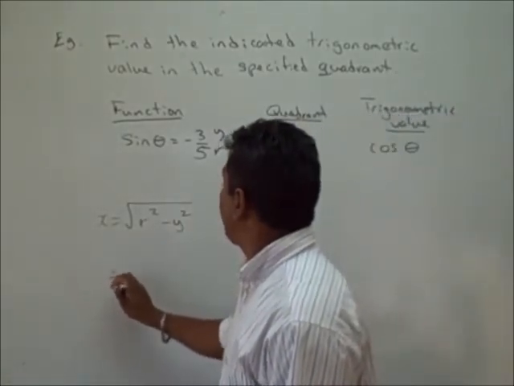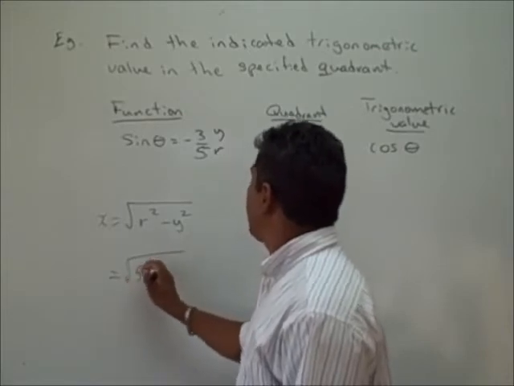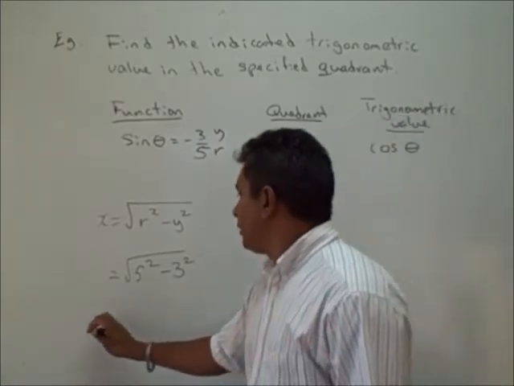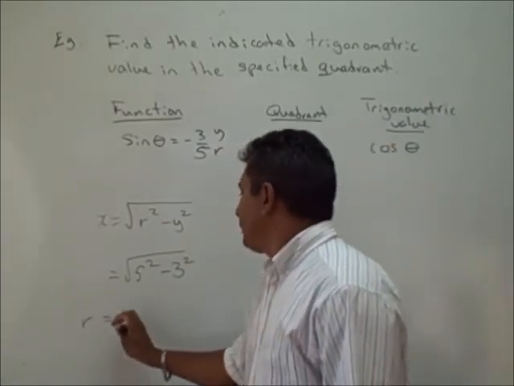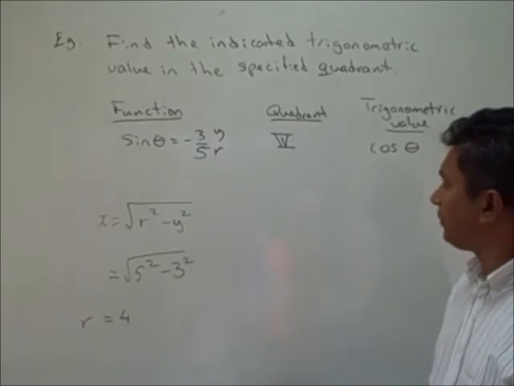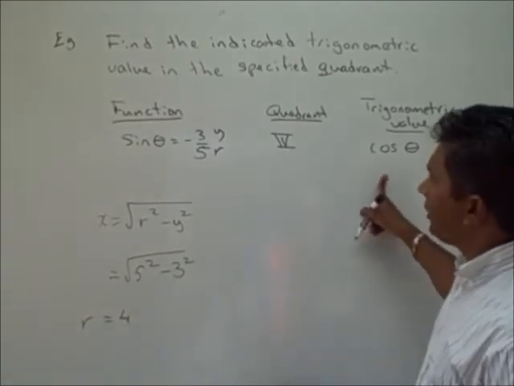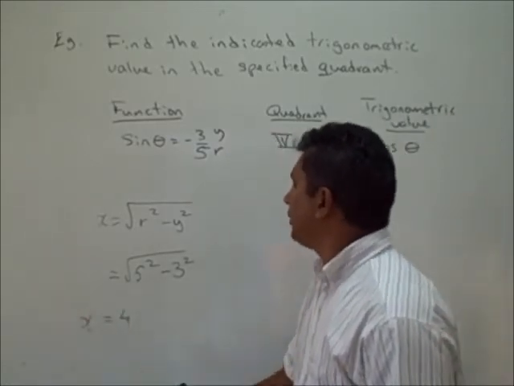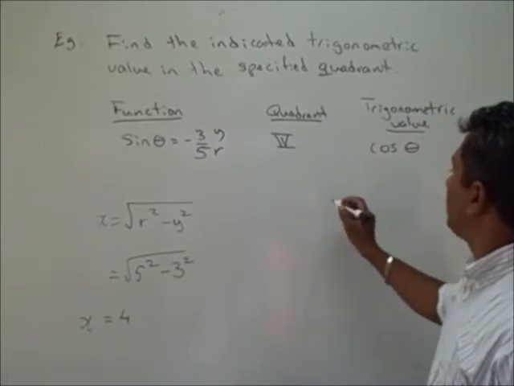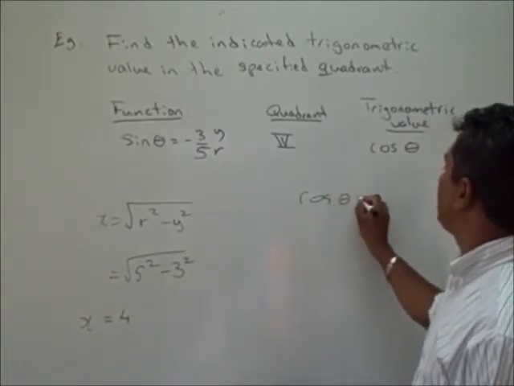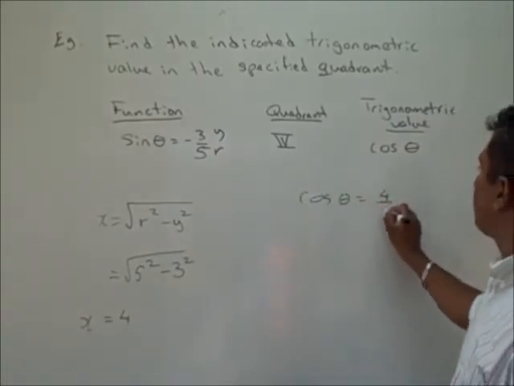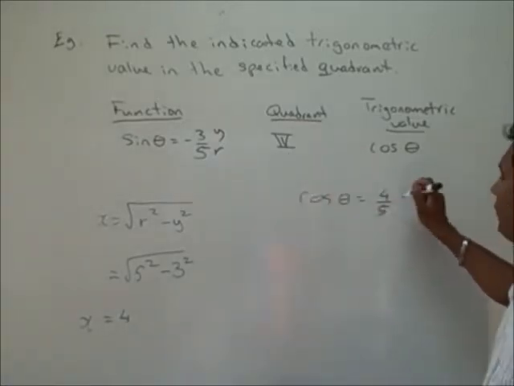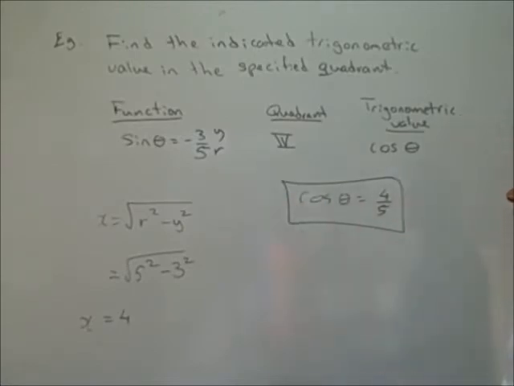From this we have, with r being 5, the square root of 5 squared minus 3 squared, so that's 25 minus 9, that's 16. Square root of 16 is 4. So here we have x is equal to 4. We know cosine theta is equal to x over r, so cosine theta here is equal to 4 over 5. Now because it's in the fourth quadrant, we know cosine theta is positive, so this is our final answer.